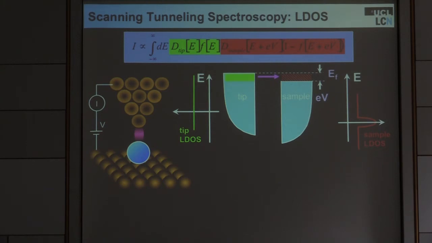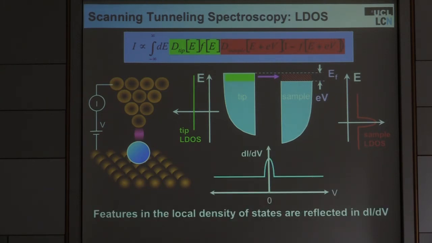Now, if you stare at this, what you will realize is that if you take the derivative of the current with respect to voltage, and you make the fairly generous assumption that the density of states in your tip is flat, then when you look at dI/dV as a function of voltage, what you will see are features in the local density of states of your sample. And so what we can do with this, therefore, is probe density of states with atomic resolution on surfaces.